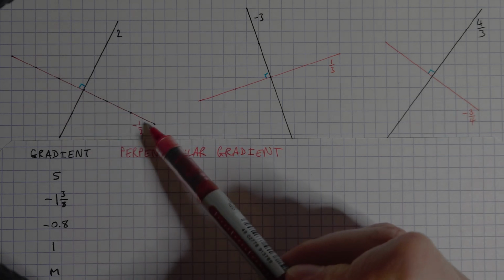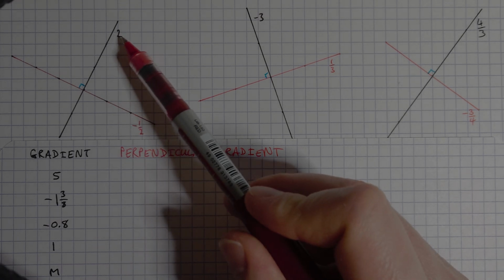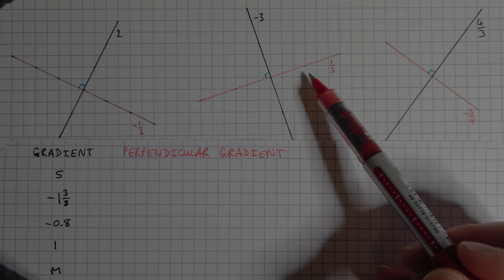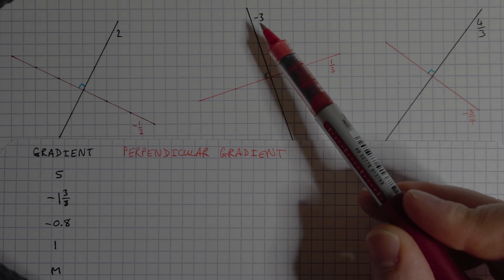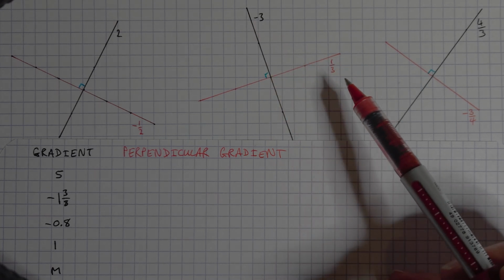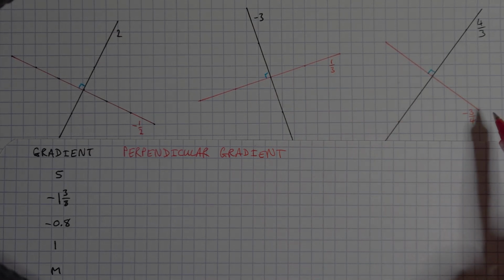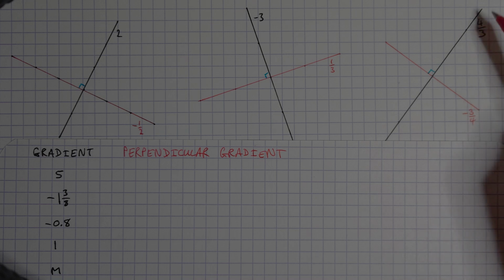So the red line, which is perpendicular to the thing with gradient 2, had gradient -0.5. The red line here, that's perpendicular to the line with gradient -3, has gradient +1/3. And over here in my final example, my red line, which is perpendicular to the line with gradient 4/3, has gradient -3/4.